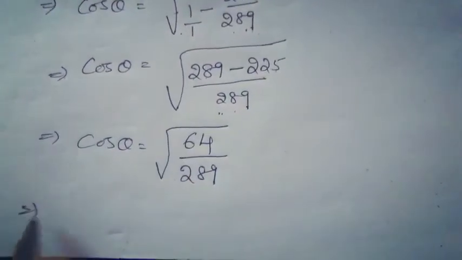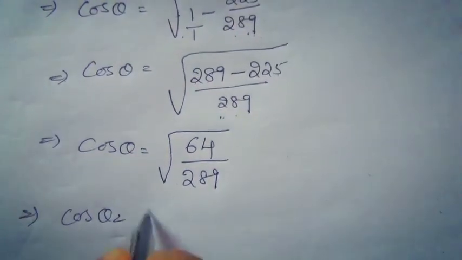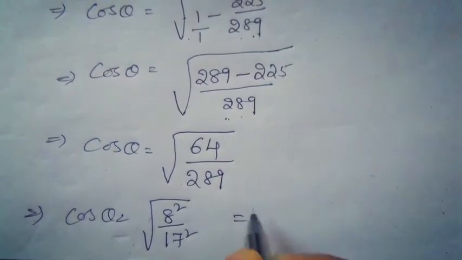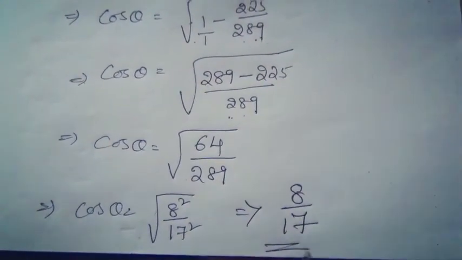Look at here, that implies cos theta is equal to square root of 8 square by 17 square. That implies you will get 8 by 17 is the value of this cos theta. Here we finished this first sum.